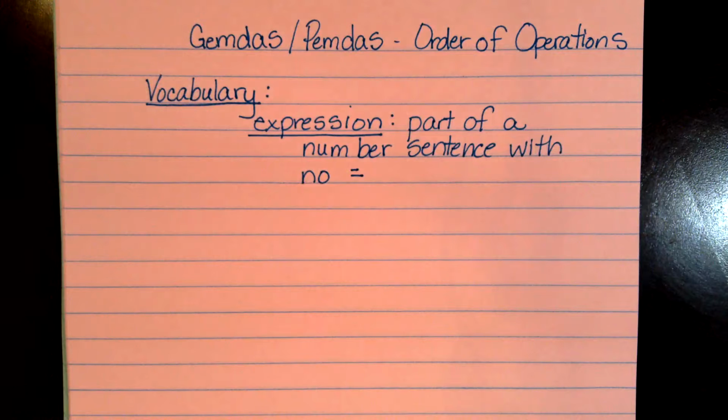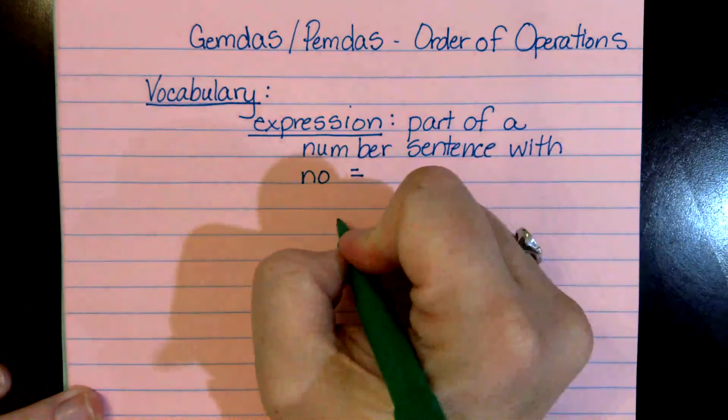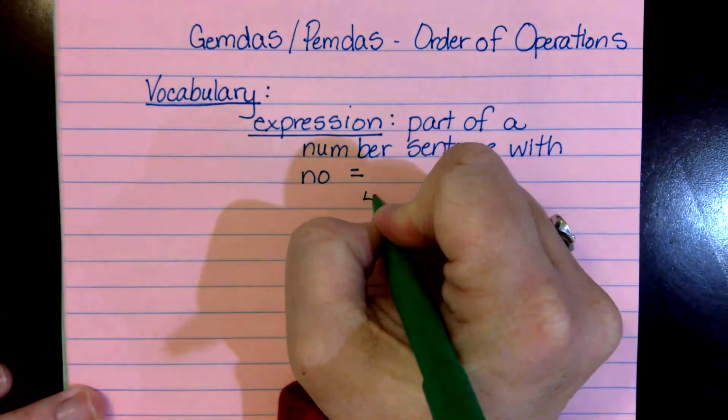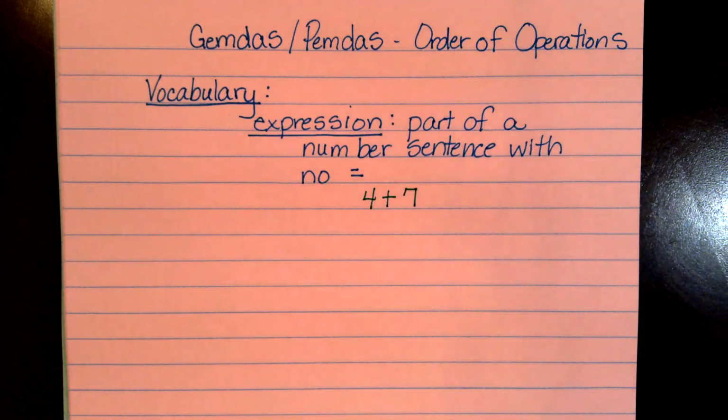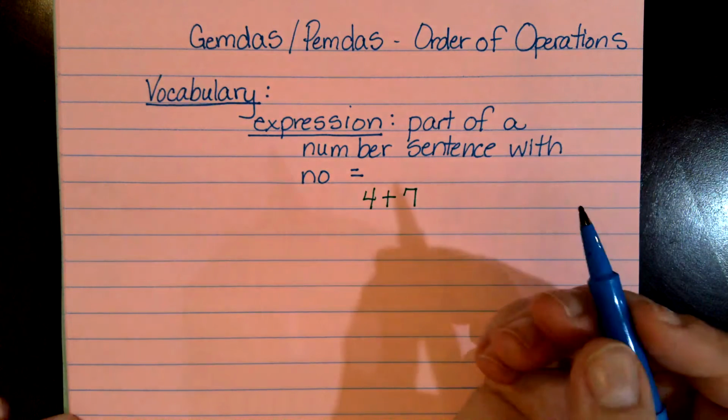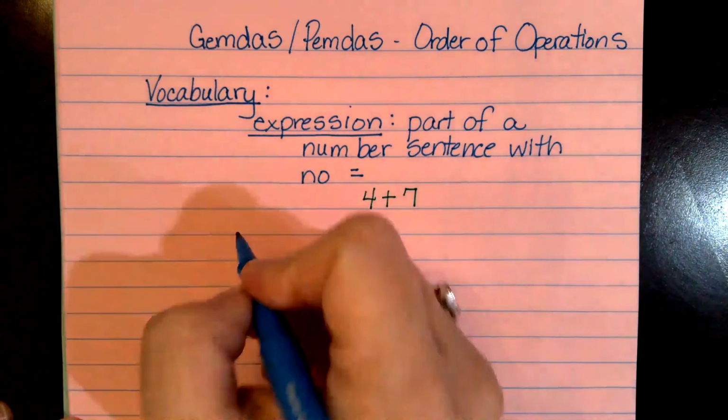Okay, so here is an example of an expression. 4 plus 7. Again, you notice it doesn't say 4 plus 7 equals something. An expression is really just a number sentence with no equal sign. If it has an equal sign, it's called an equation. So an equation is a number sentence with an equal sign. But we're going to be talking about expressions.